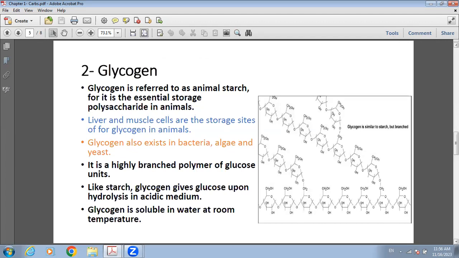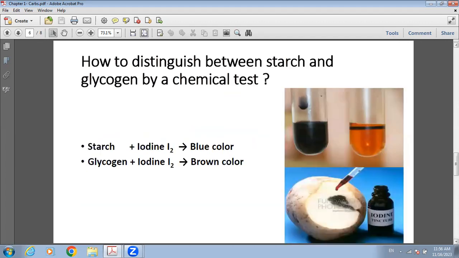soluble in water. How can we distinguish between starch and glycogen using a chemical test? The name of the test is the iodine test. When you mix iodine with starch, you get a blue color. When you mix iodine with glycogen, you get a brown color.